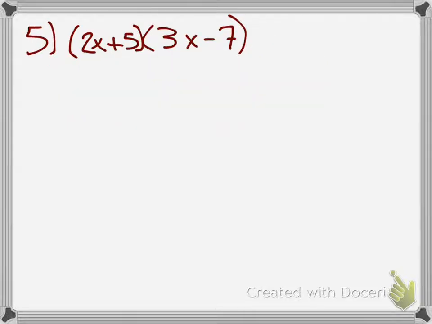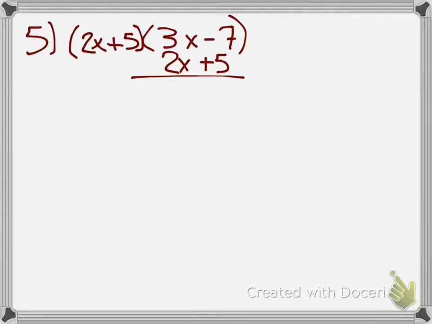Okay, so let's look at number 5. I'm going to multiply this one. This is multiplication. Again, it depends on which method you like to use. I prefer vertical. If you like to use box method or distributive property, see if you can do this problem and get the same answer I did. If not, try to figure out what you did wrong.